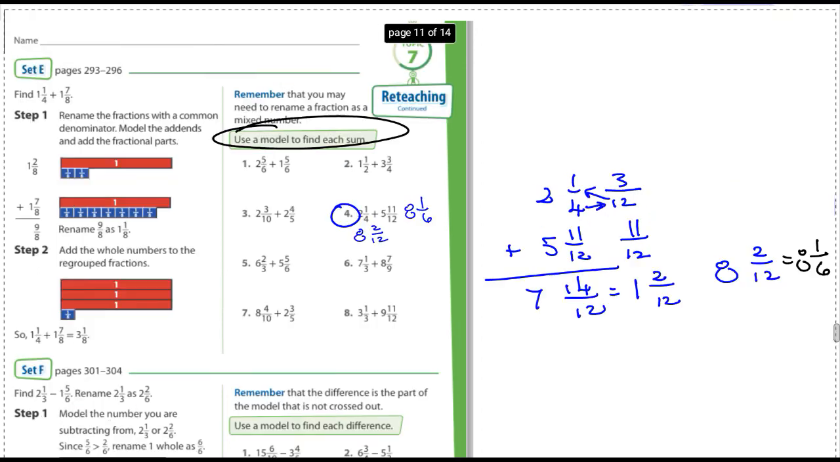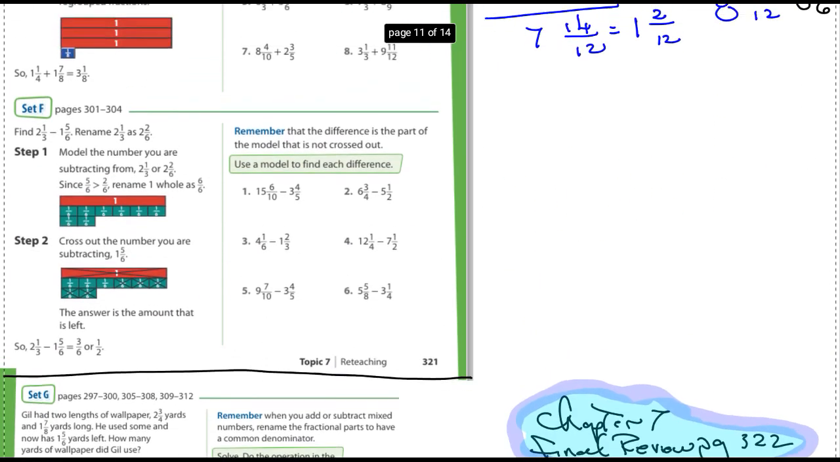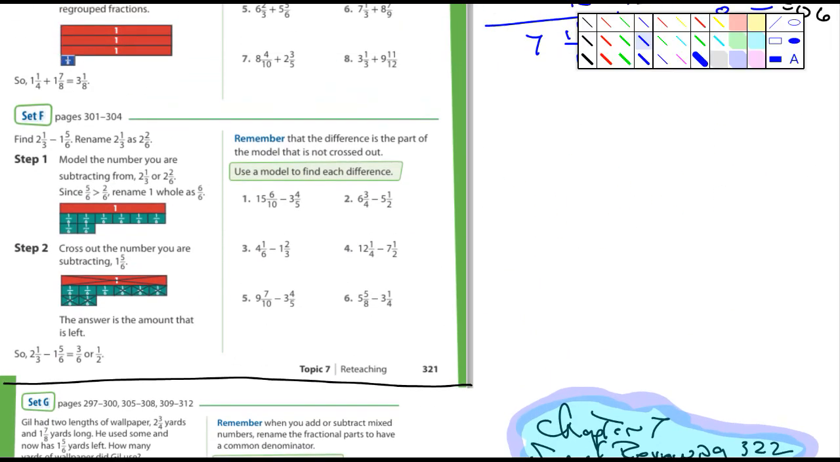And set F is the same thing, except that it's subtraction. And let me look and see. There's going to be one here I'll do that with. Yeah, number 4 again. Why not? Let's look at number 4 again, because we're going to have to borrow in number 4. So we have 12 1/4, and we're subtracting 7 1/2. What's the common denominator going to be? It's going to be 4. Hopefully you guys recognize that. So that's going to stay 1/4. But 2 goes into 4 twice, and 2 times 1 is 2.